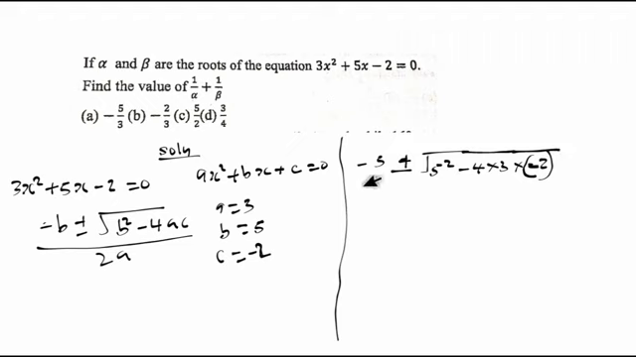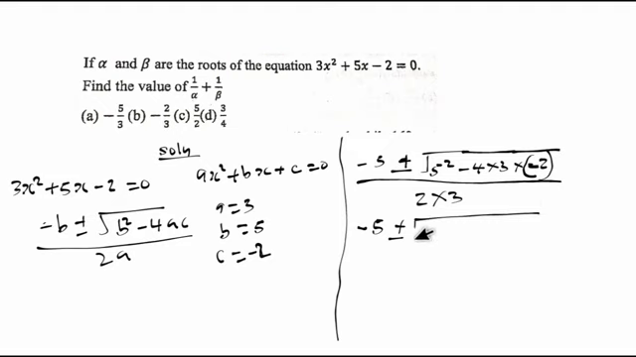So everything is under the square root, and everything is divided by 2 times a, that is 2 multiplied by 3. Now let's solve it. In this place we have minus 5 plus or minus the square root of this. 5 squared is 5 times 5, that gives us 25. Minus, and here we have 4 times 3, that is 12, and 12 times minus 2 is minus 24. So we put brackets, minus 24, close brackets. Everything is divided by 2 times 3, which is 6.